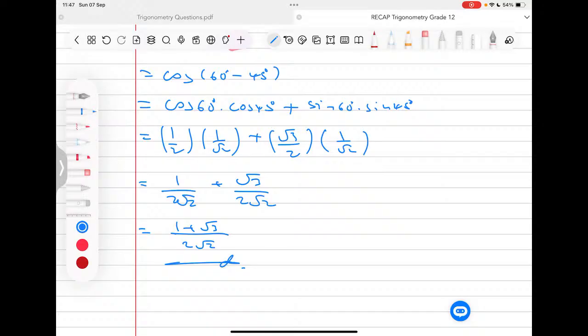You can use the other triangle as well, where you are using a special angle of 45. It also should give you the same answer.